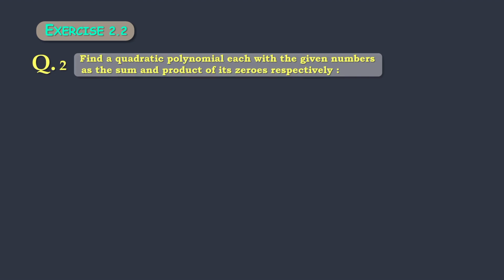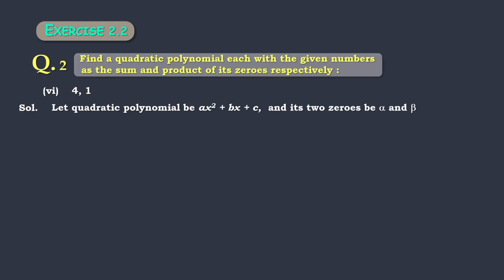Let us solve question 2, part 6. The given sum of zeros is 4, and the product of zeros is 1. Let the quadratic polynomial be ax squared plus bx plus c. Let its zeros be alpha and beta. We know that the sum of zeros is equal to minus b divided by a. And the product of zeros is equal to c divided by a.